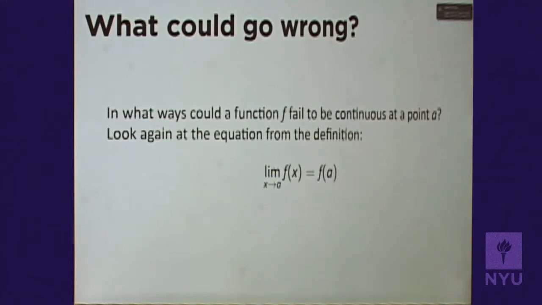Now, how can a function fail, then, to be continuous at a point? It seems like all the examples we've looked at have resulted in continuous functions. How can it not be continuous?